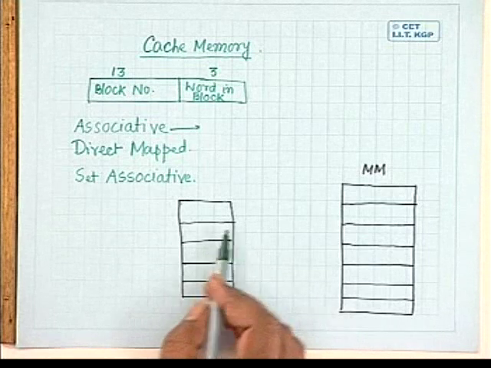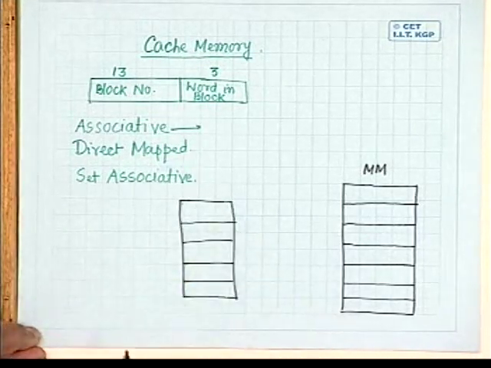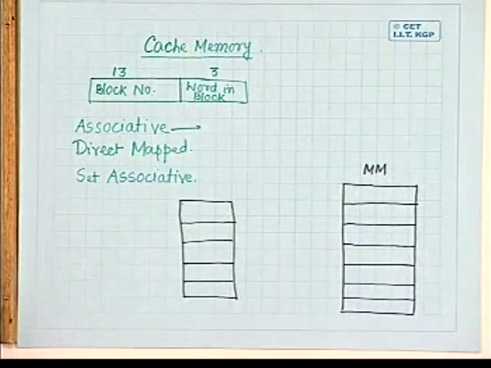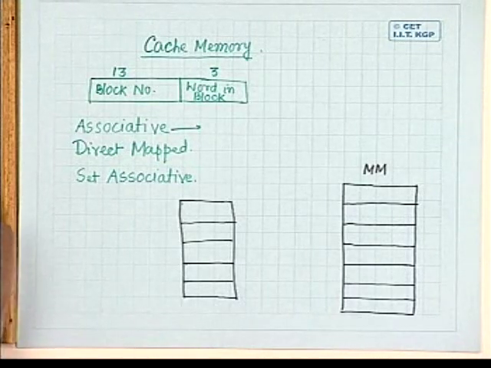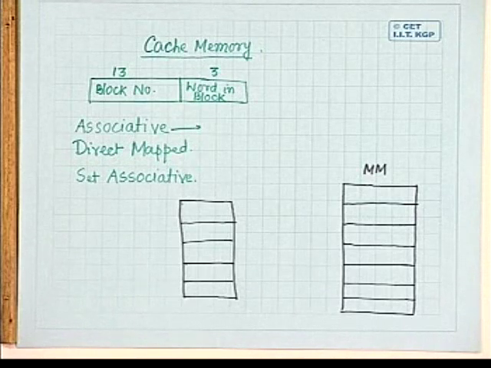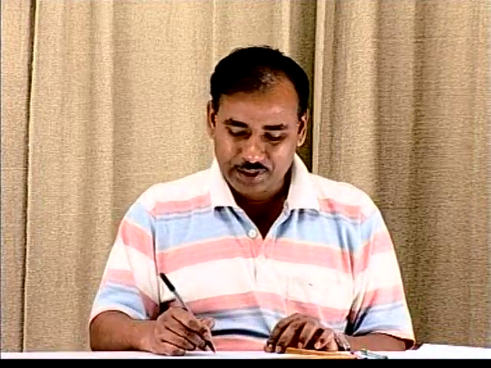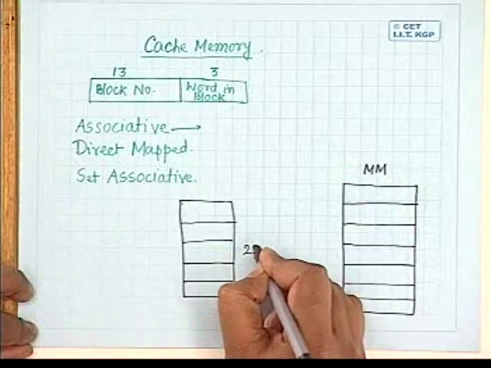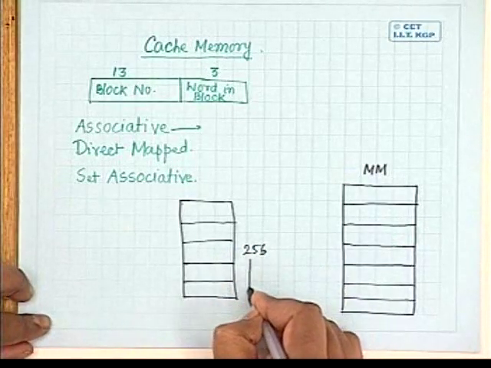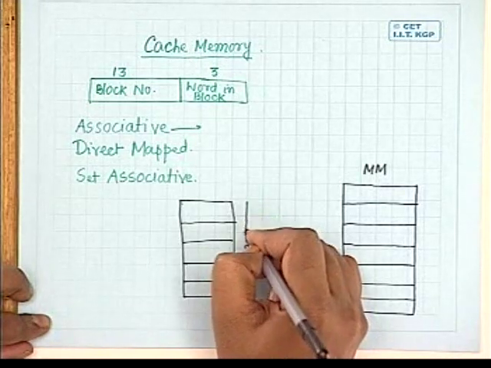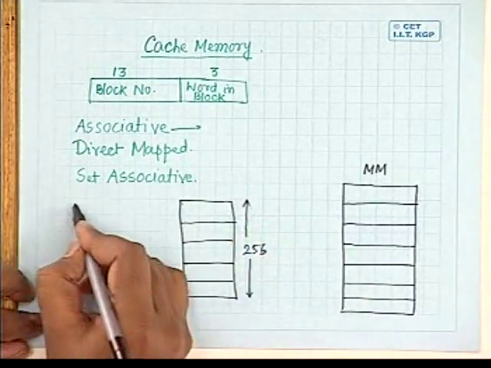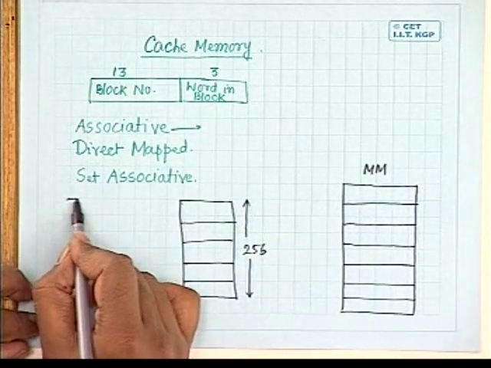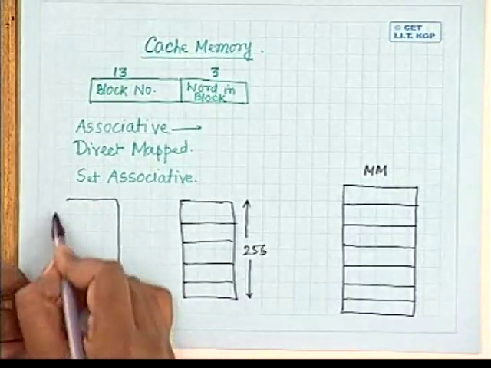Then, along with this cache memory, there is another kind of memory which is called cache tag memory. That means for every block, I have to have a tag memory. So if there are, say, 256 such blocks in the cache memory, I have to have 256 tag memory entries.